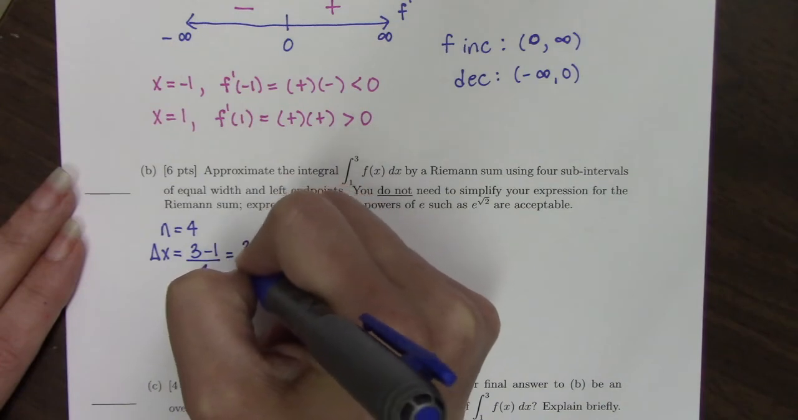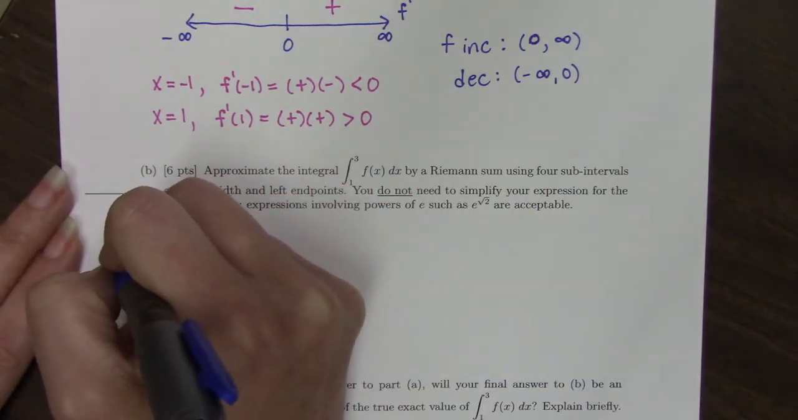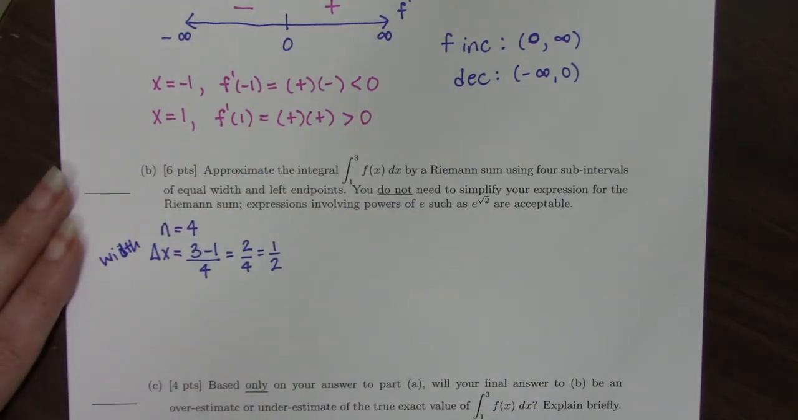So since our n is 4, our delta x is going to be b minus a over n, so we get 2/4 or 1/2. This is the width of all of our rectangles. To get the heights of our rectangles, we need to set up our subintervals so we know which values of x to plug into our equation.